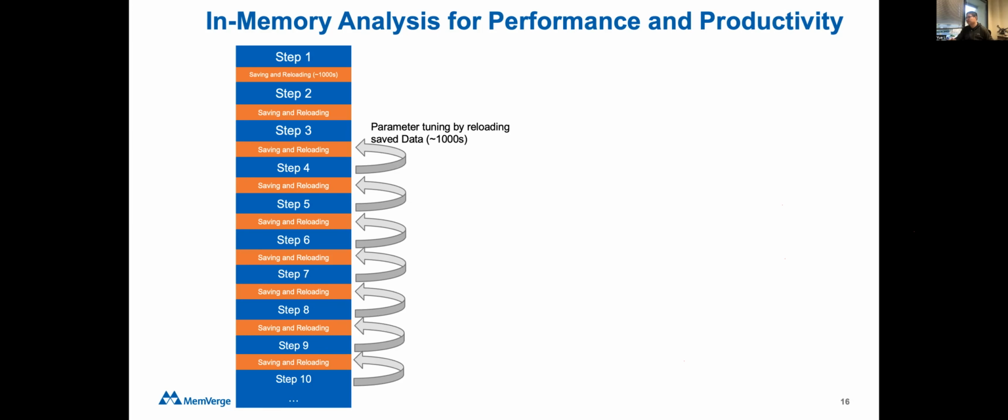And also if you do machine learning, they have to do parameter tuning. You have to basically keep going back to the previous step and reload the data over and over again, and try different machine learning parameters to optimize.